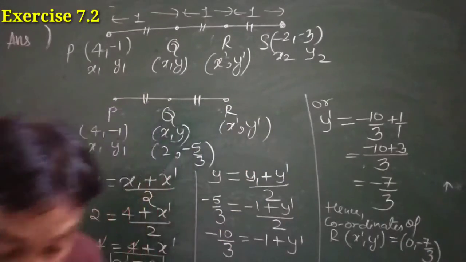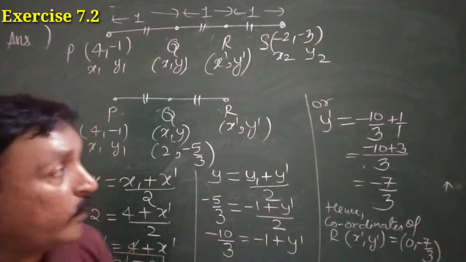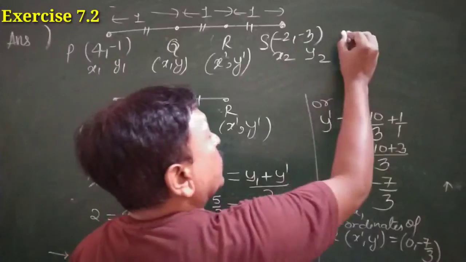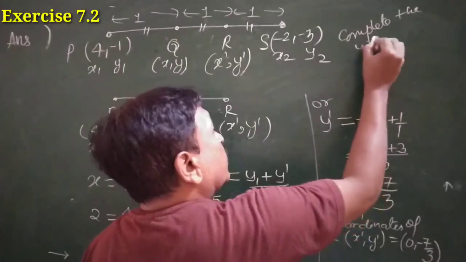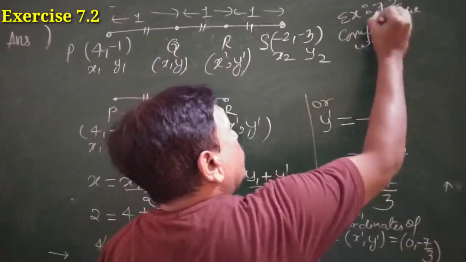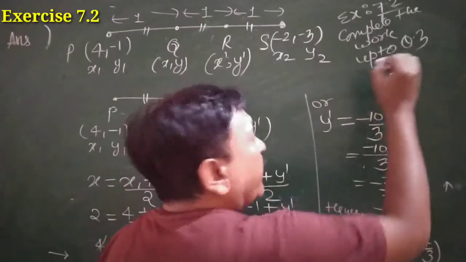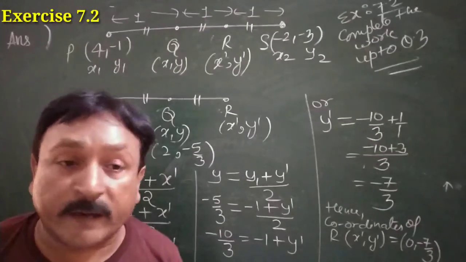Is it clear? So what you have to do is write the concept in your fair copies, solve question number 1 and question number 2 from here, and do question number 3 in homework. Complete the work of exercise 7.2 up to question number 3 in your fair copies in a very proper way, and in our next video we will do the further questions. Okay. Thank you very much.